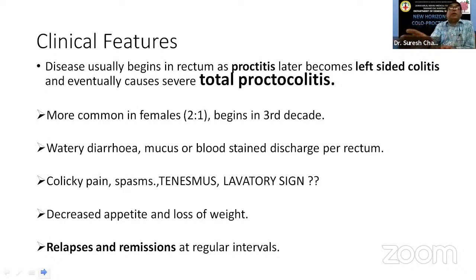Decreased appetite and loss of weight are constitutional symptoms of malignancy and even tuberculosis, but these are not specific symptoms of this disease. There are relapses and remissions at regular intervals. This is a very common phenomenon in ulcerative colitis, because the patient is on the drug, then there is remission. When you stop the drug and he changes his lifestyle and goes back to his habitual diet, there is a relapse. So when the treatment part comes, if you cannot treat the complete disease, you have to control it, achieve remissions, and prevent relapses.